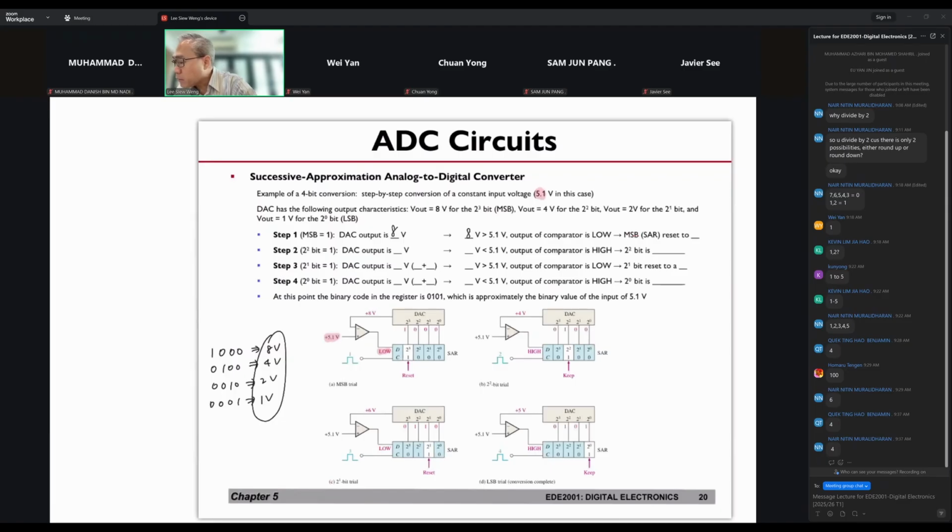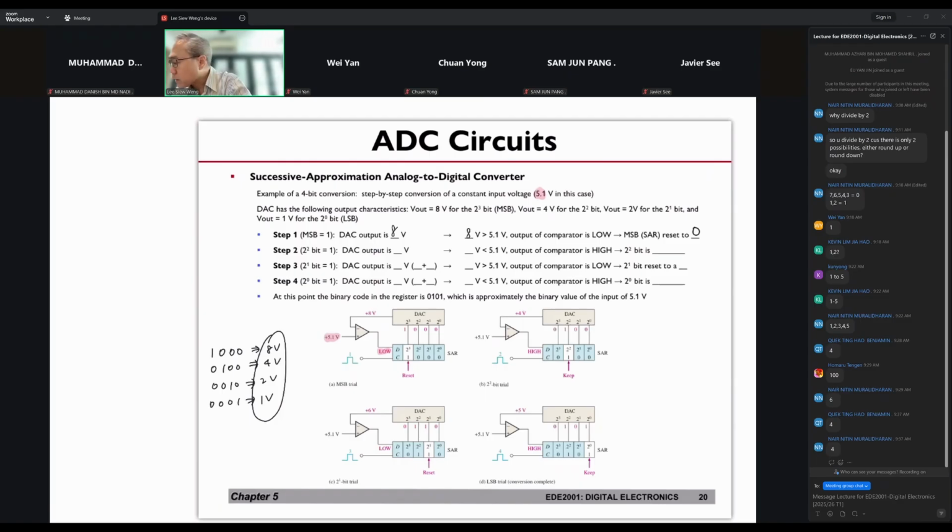Then this MSB of the register here, this is a successive approximation register. Just take it that this is a register that holds numbers, which is going to program your DAC. Because your input voltage is lower than 8 volts, that means your MSB must be set back to 0. Understand? Because the input voltage is lower than this voltage here. So the MSB will be set to 0.